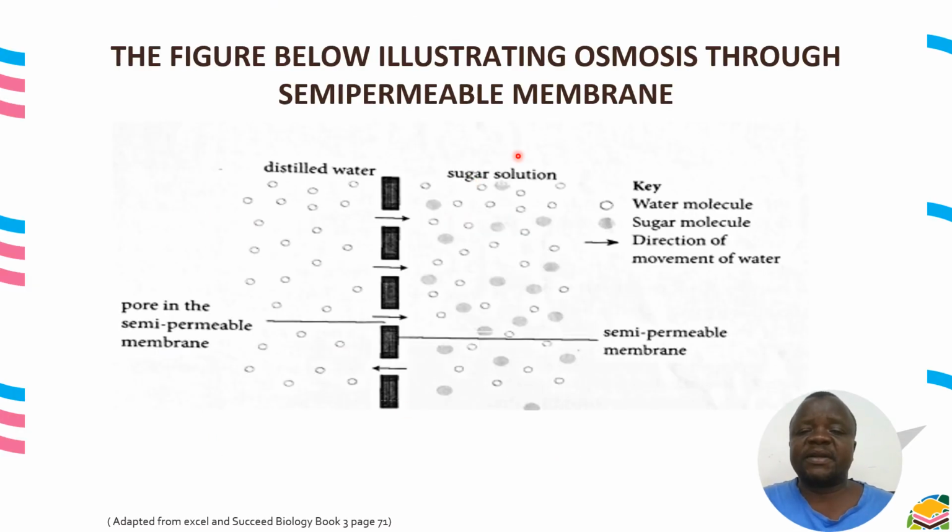Now, the figure below illustrates osmosis through a semipermeable membrane. So this one is acting as a semipermeable membrane. And here we have the sugar solution. The sugar solution has the large particles. These particles are for the sugar solution, and the small particles, these ones, are for the water. Here, on this side, we have distilled water. So this distilled water moves through these small tiny pores to the other side. This movement of water molecules is called osmosis.